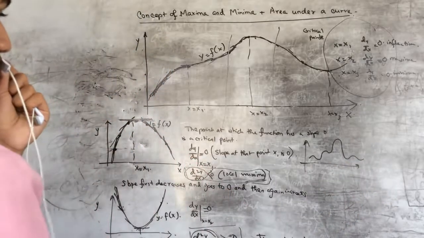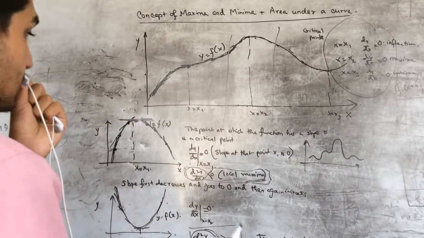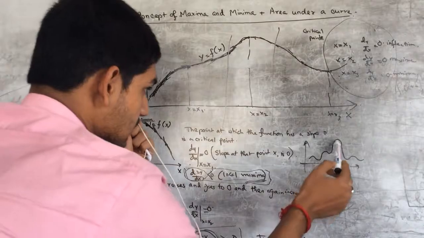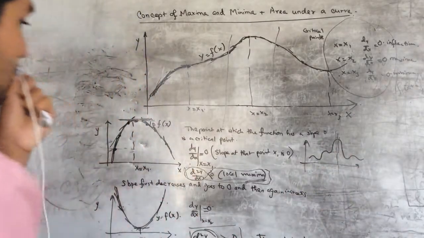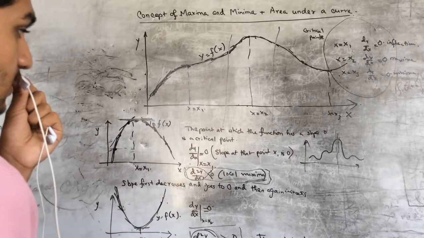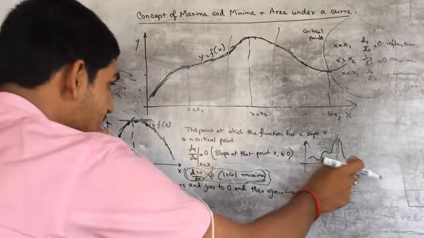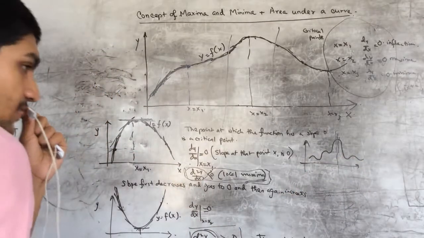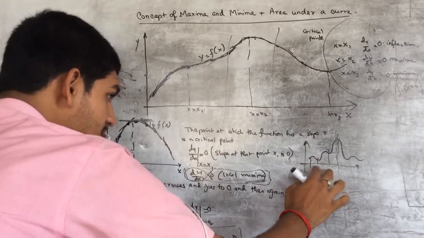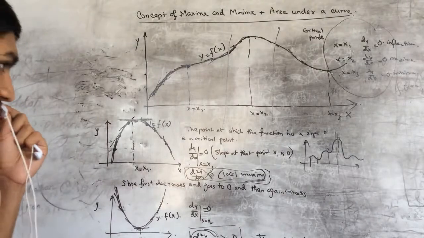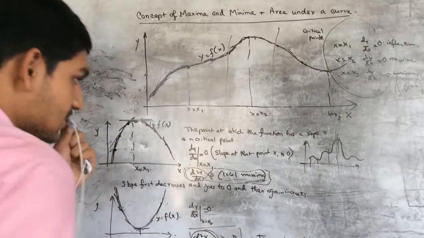So here we cannot predict which is the maxima of maxima, that is the global maxima, or the minima of minima, that is the global minima. We have to find every critical point for every interval, and we can say that between this interval, this is the minima or this is the maxima.